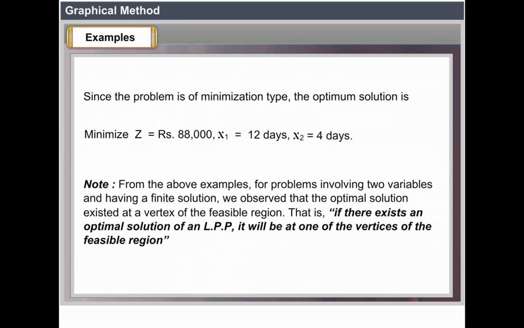Note from the above examples, for problems involving two variables and having a finite solution, we observed that the optimal solution existed at a vertex of the feasible region. That is, if there exists an optimal solution of a linear programming problem, it will be at one of the vertices of the feasible region.